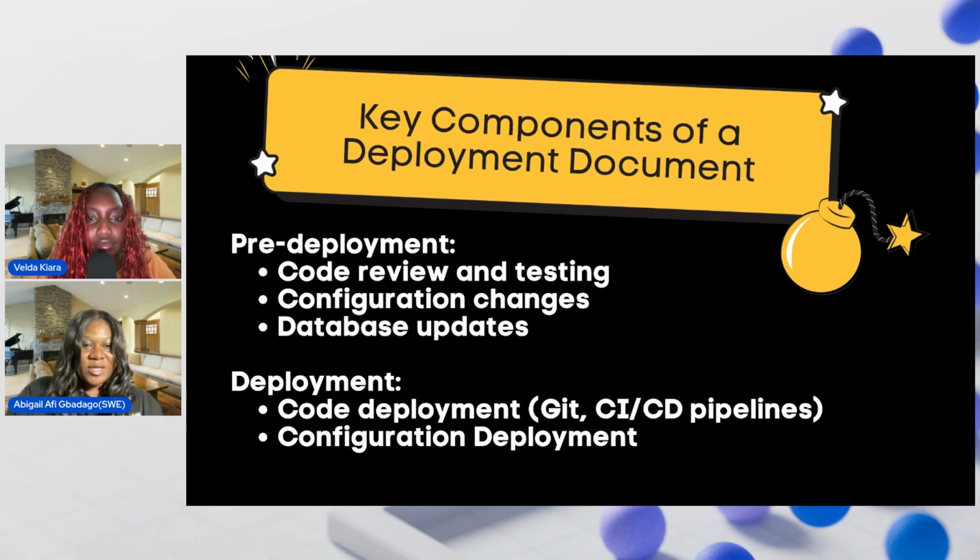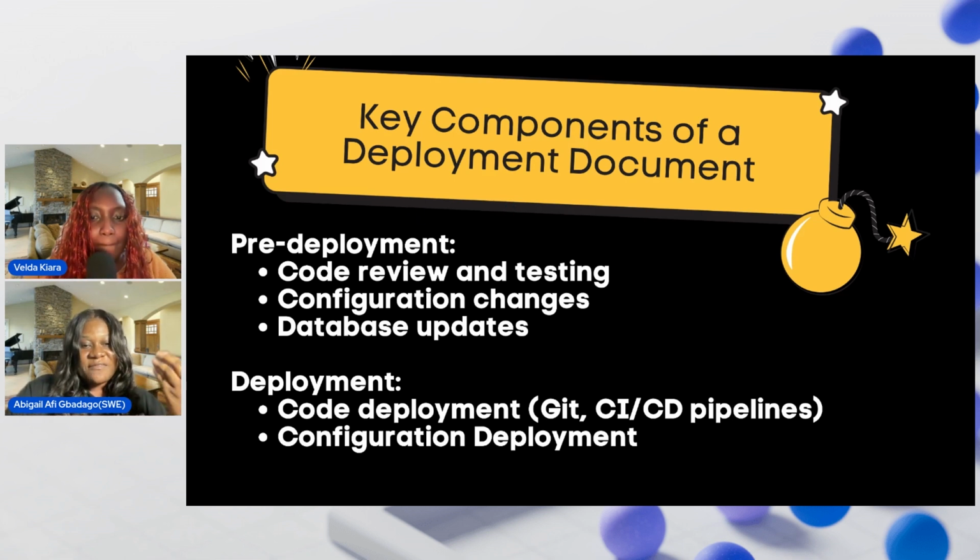So with pre-deployment, you have code review and testing, which is mostly done by QA. But software engineers are supposed to test their code before pushing it to QA. That's the actual right way. Then you have the configuration changes, which is normally in the form of a config file, where you declare your jobs and the batches and all those things which are going to run. Also, if you have database updates, all those things are done in the pre-deployment stage before you push the code.